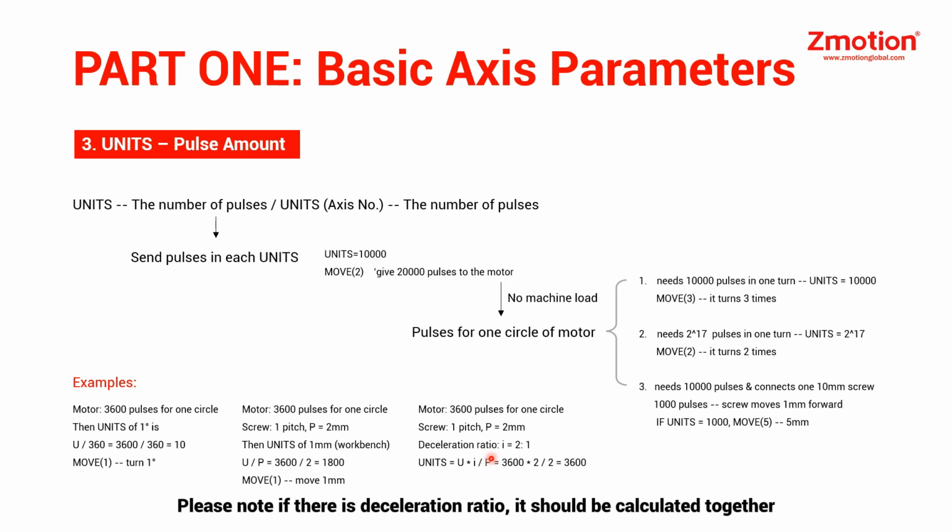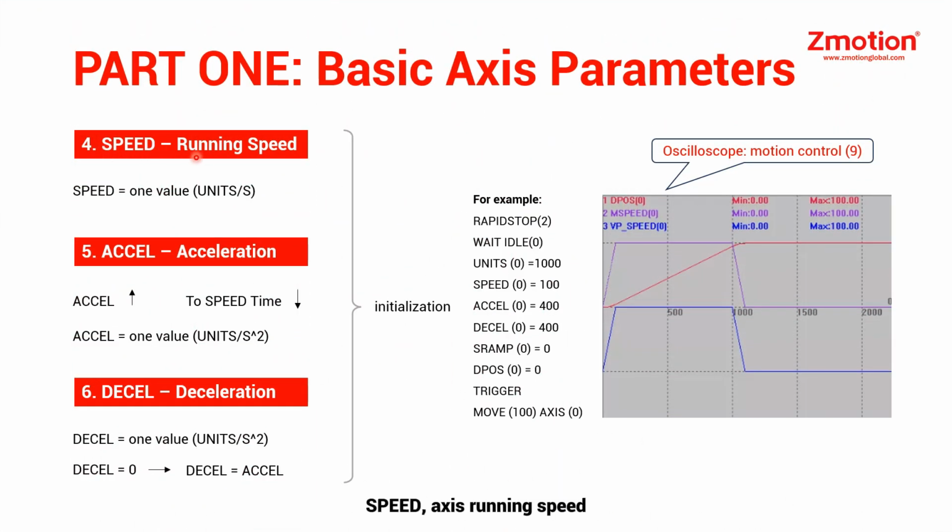Please note if there is a deceleration ratio, it should be calculated together. If the deceleration ratio is 2 to 1, now it needs 3,600 pulses for 1 millimeter. That is, the deceleration ratio is bigger, and units is bigger also to reach the needed position. Speed, axis running speed.